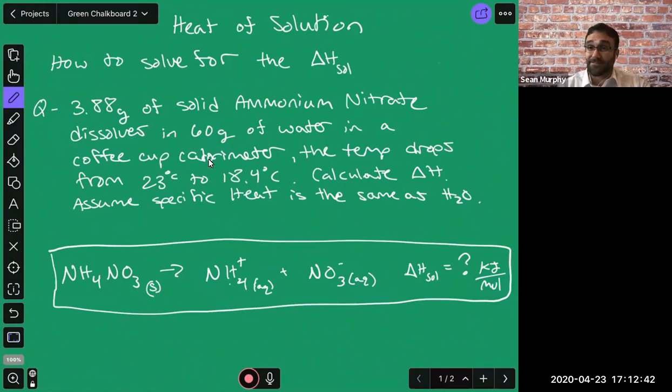It's dropped significantly. Remember, water has a high heat capacity. So for it to drop this many degrees means that there was a lot of heat exchange. So now we're going to calculate the delta H, and we're going to assume that the specific heat is the same as that of water.